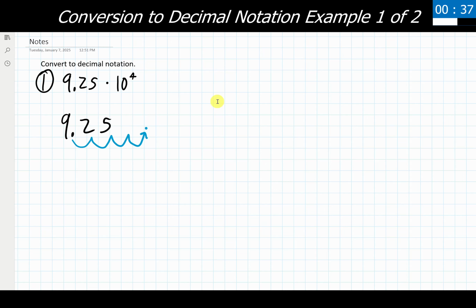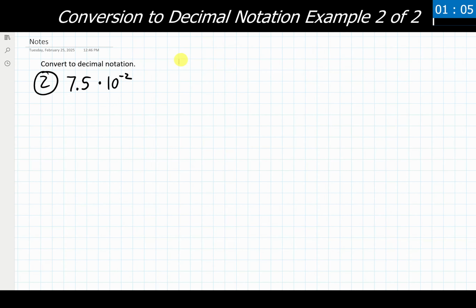So we're ending right here. And notice how I have some blank spaces in between here. This is what I was referring to earlier in our process. These are going to get filled in with placeholder zeros. So I'm just going to write 0 and 0 here. And that gives me my final answer of 92,500. It's as straightforward as that. Just make sure that you are double checking the exponent and its sign, and then going in the correct direction, left or right, with that decimal point.